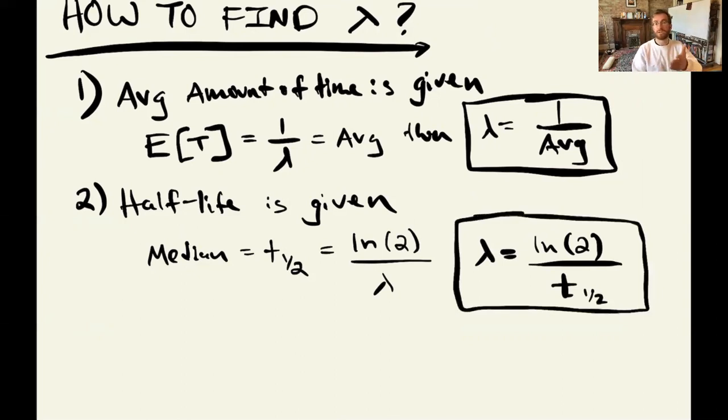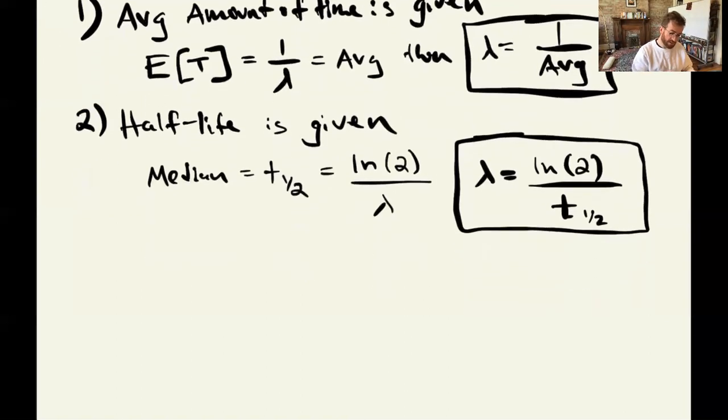So unless you're given lambda directly, and sometimes you will have problems where that is given directly, more often than not, you'll find the major step to successfully solving the problem is using one of these two pieces of information to determine lambda. Let's go ahead and look at an example where we do the second one. Last lecture, we addressed this average amount of time version. So let's go look at an example where this occurs.